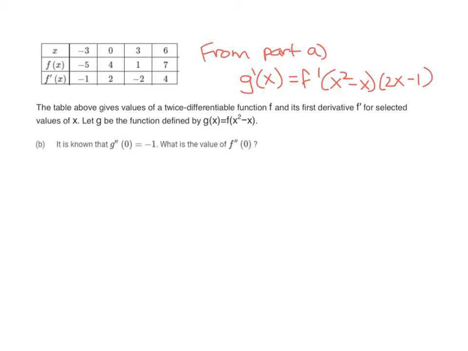But what you can do is you can actually evaluate g double prime of x. So we found out in part A that g prime of x was f prime of x squared minus x times 2x minus 1. We can use that to find g double prime. That's going to be the derivative of g prime. So the way that we're going to do this, there's a lot going on. If you look at this derivative, I have a product. This is my first thing, and then this is my second thing.